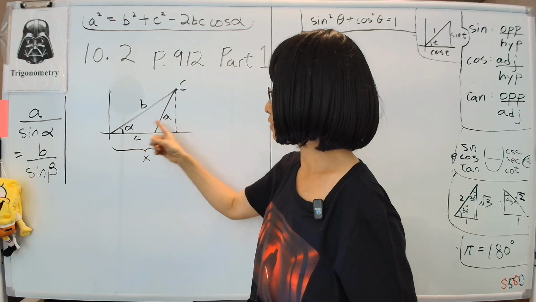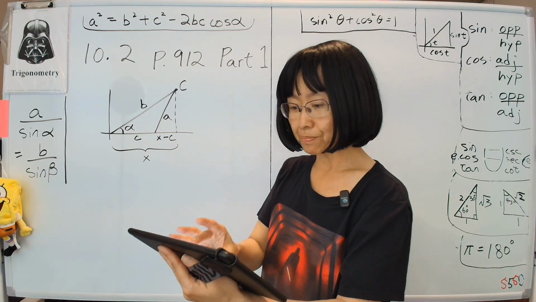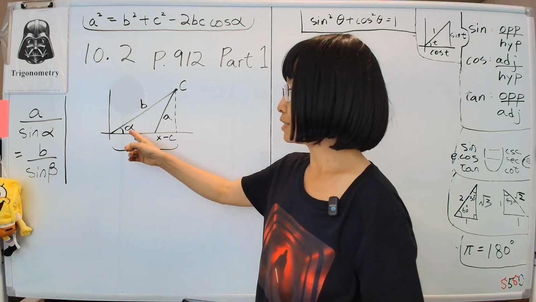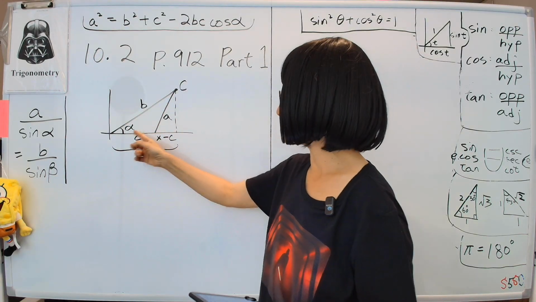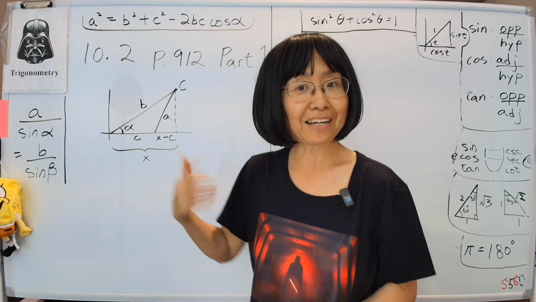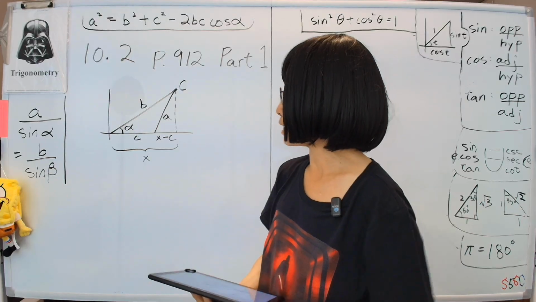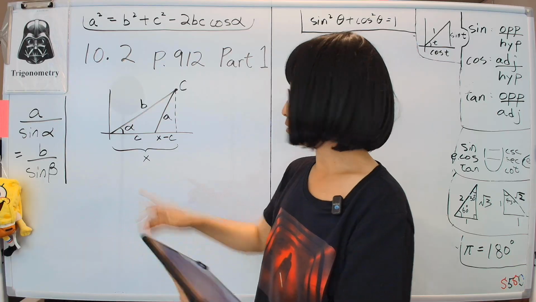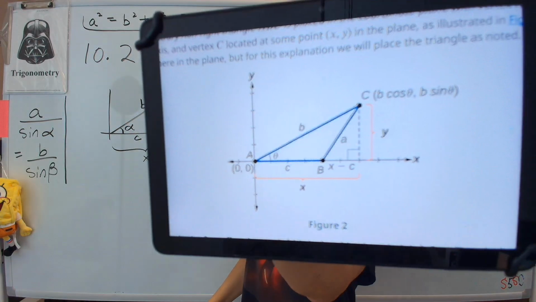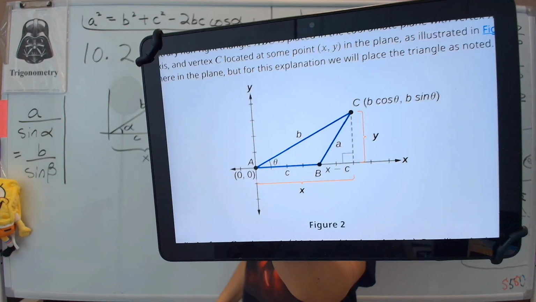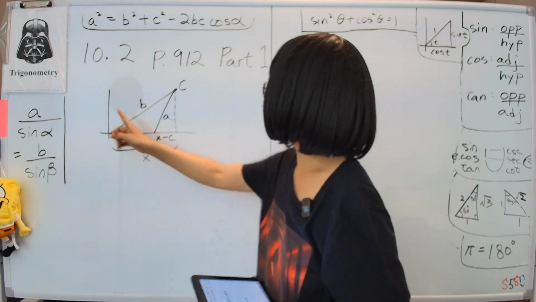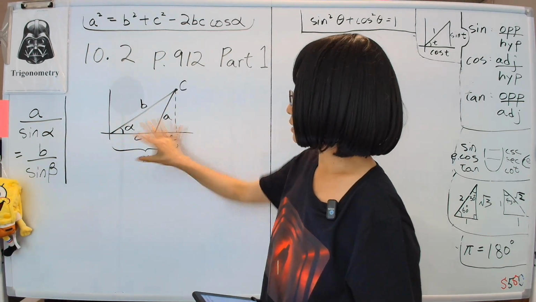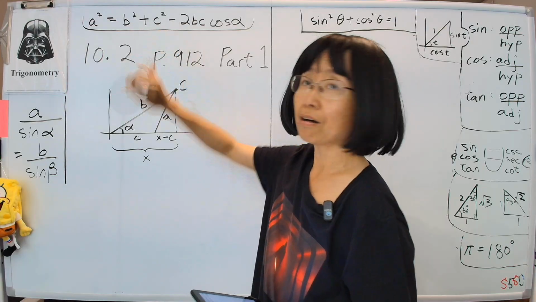Alpha is the angle that faces a. Your book calls it theta, but I call it alpha because alpha is the first letter in the Greek alphabet, so it corresponds to a in a nicer way, and I feel that might make it easier to remember. But the alpha here is the same as the theta in your book. Everything else is the same. So this is the law of cosines.